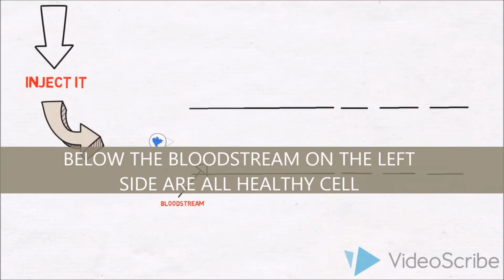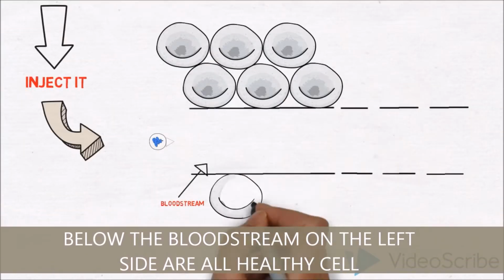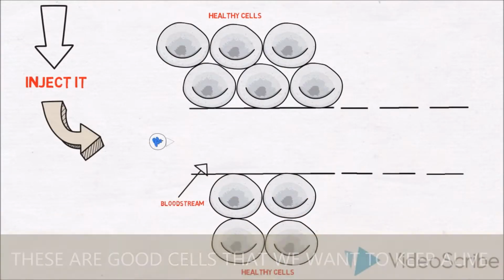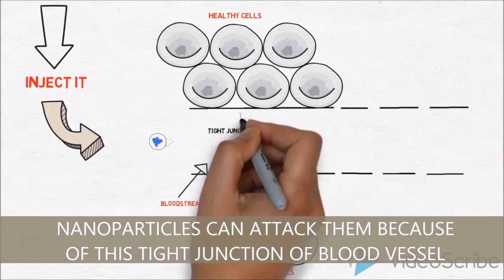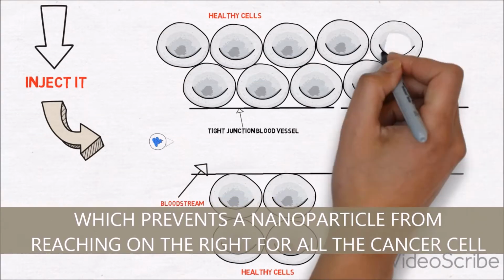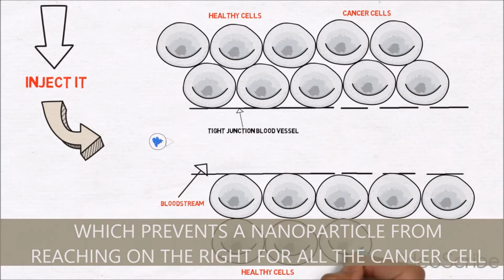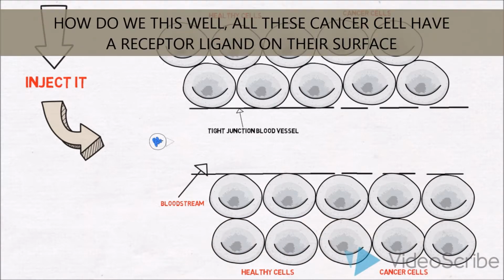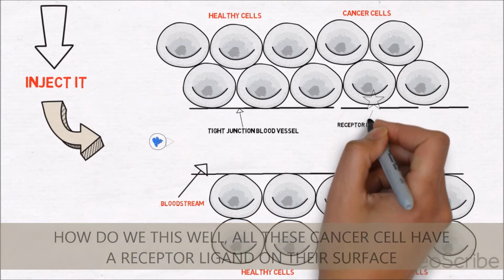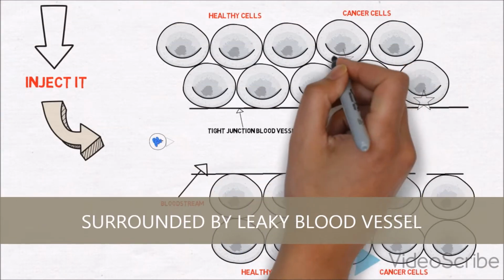Above and below the bloodstream on the left side are all the healthy cells. These are the good guys, which we want to keep alive. The nanoparticle can't attack them because of this tight junction blood vessel, which prevents our nanoparticle from reaching them. On the right hand side here are all the cancer cells, which we want to attack. And how do we do this? Well, all these cancer cells have a receptor ligand on their surface and are surrounded by leaky blood vessels.